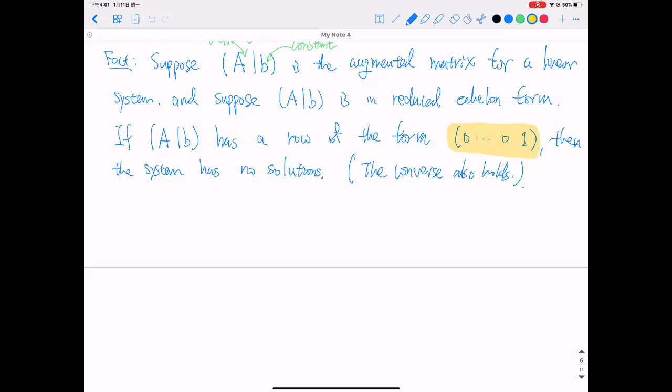Okay, so now, what do we do? Now let's discuss how to reduce a matrix into reduced row echelon form. Reduction to reduced echelon form.